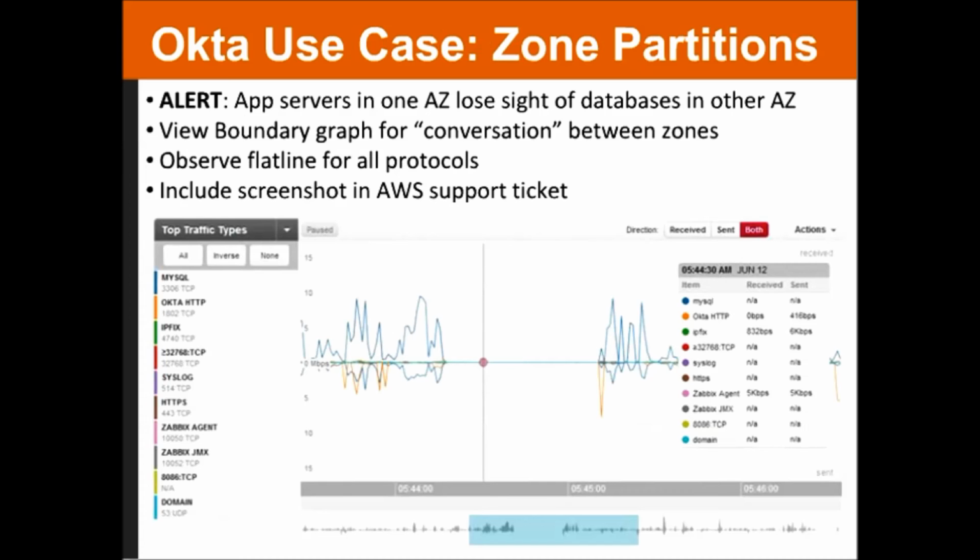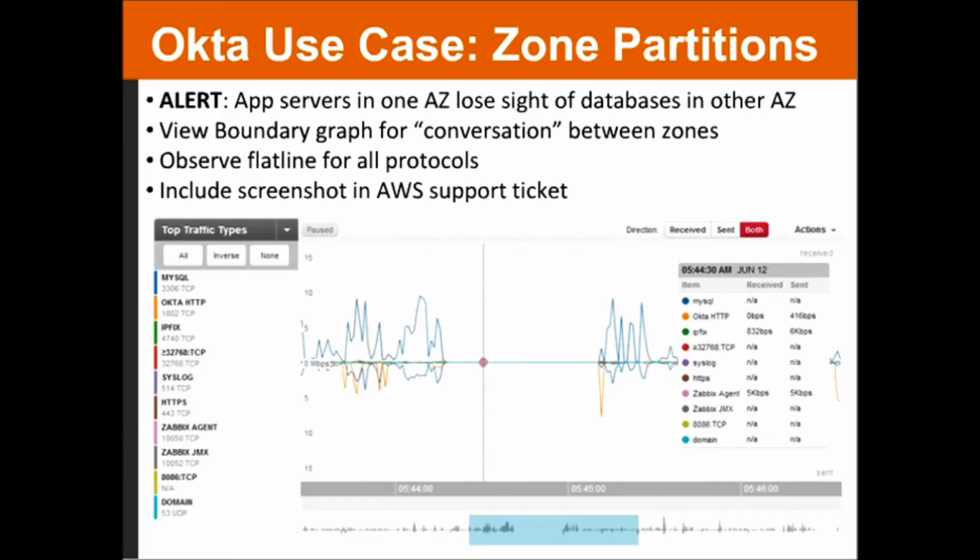The first one that we run into from time to time is zone partitions. What will happen is we'll get an alert that essentially warns us that some app servers, for example, in US East 1A, maybe have lost sight of their databases in US East 1B, 2 different availability zones in the US East 1 region of AWS.